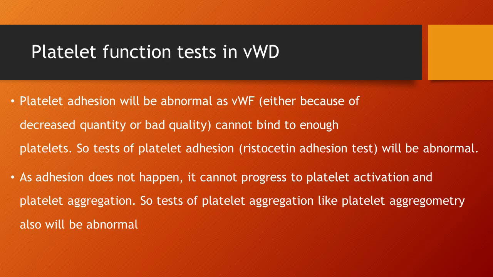The adhesion test is ristocetin adhesion test, that will be abnormal. And the platelet aggregation test, platelet aggregometry, that also will be abnormal. I think you got the point. It is not that there is something wrong with the platelet aggregation, but unless platelet adhesion occurs, it will not progress to platelet activation and platelet aggregation. That is why it is also abnormal in von Willebrand disease. I think it is clear.